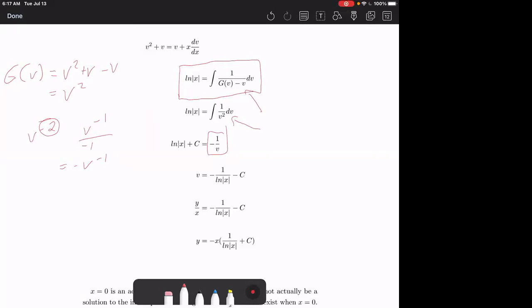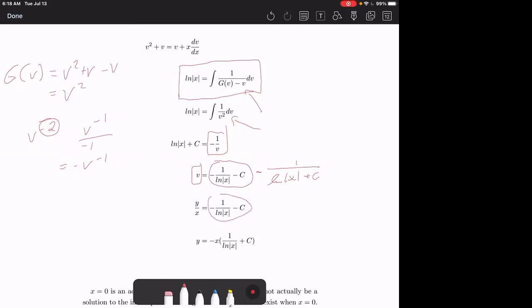Now, our goal is to isolate v. So we just take the inverse of both sides, really. We'll make this correction right now. This should actually be 1 over ln x plus c, all in the denominator, because all we're doing is taking the inverse of both sides and moving the negative sign over.